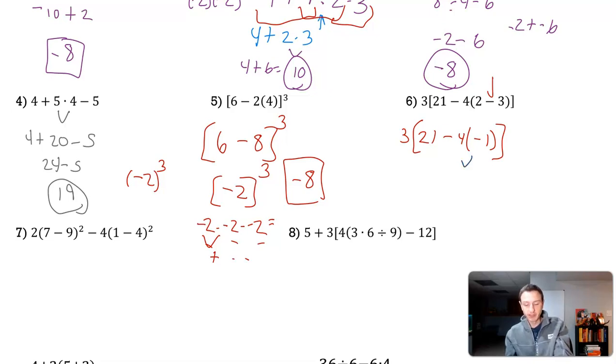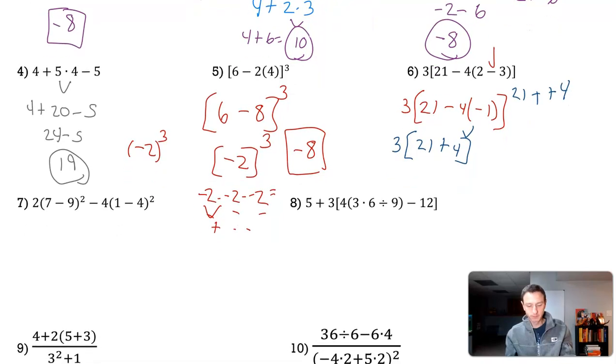Or you could think of this as minus 4 times negative 1, which is negative 4. But either way, negative 4 times negative 1 is a positive 4. Even if you think about this as 21 minus a negative 4, it's going to be 21 plus 4. So either way, it's going to be 21 plus 4. So 3 bracket 21 plus 4. 21 plus 4 is 25.